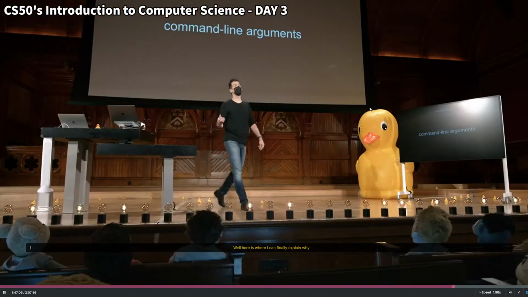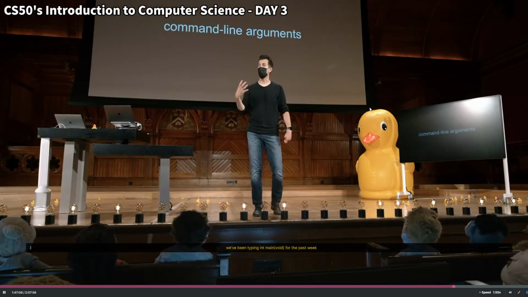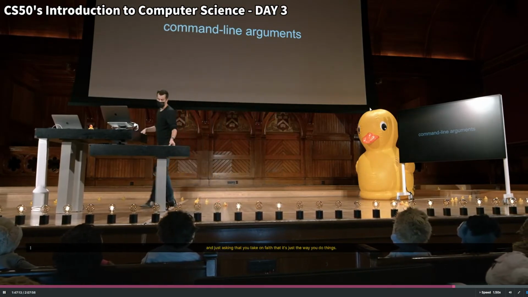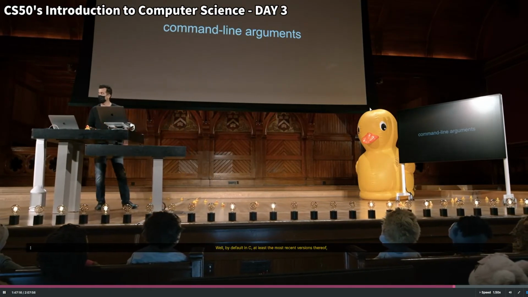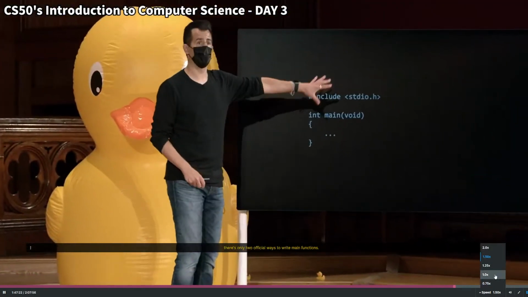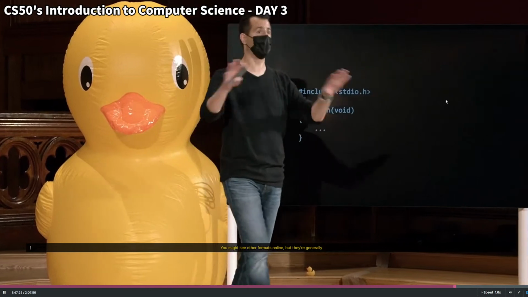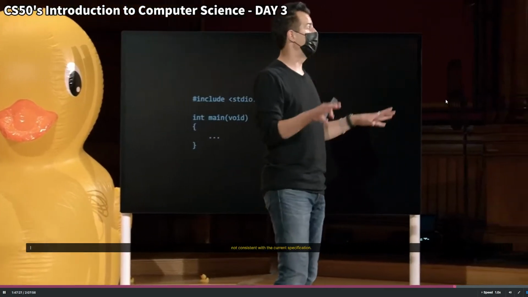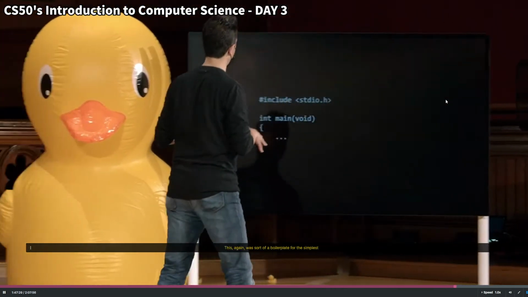Well, here is where I can finally explain why we've been typing int main(void) for the past week and just asking that you take on faith that it's just the way you do things. Well, by default in C, at least the most recent versions thereof, there's only 2 official ways to write main functions. You might see other formats online, but they're generally not consistent with the current specification.